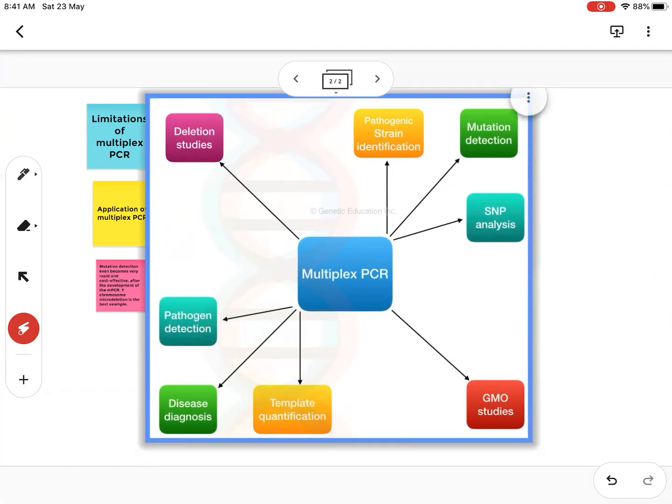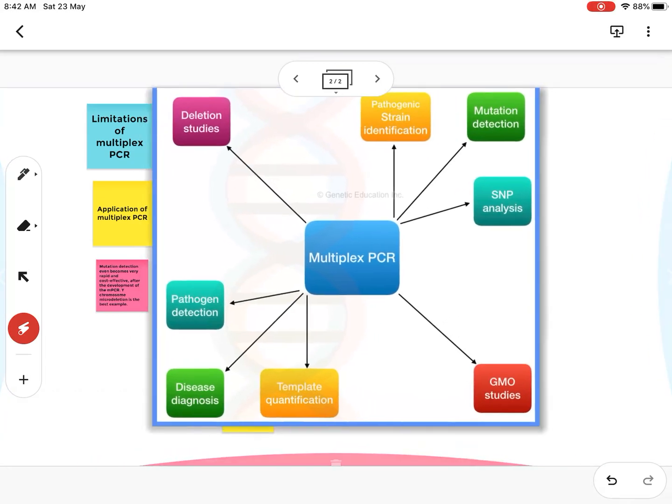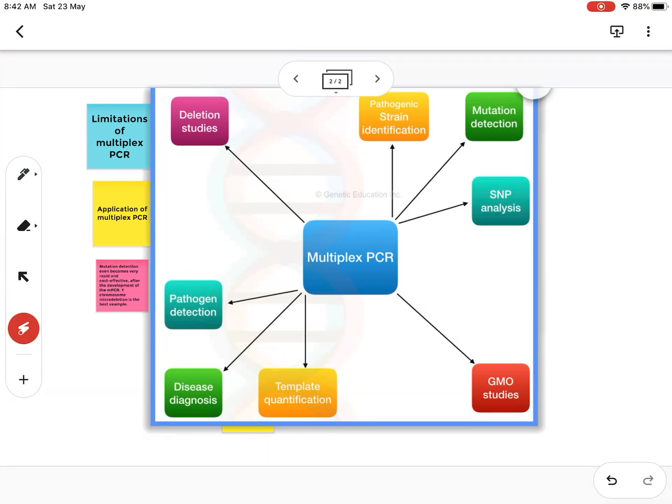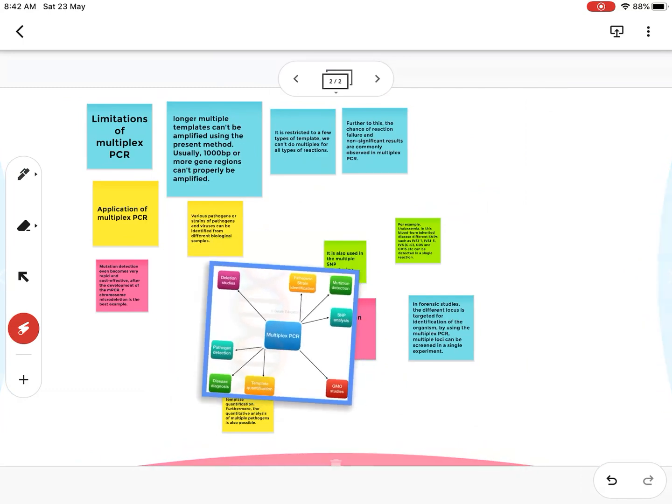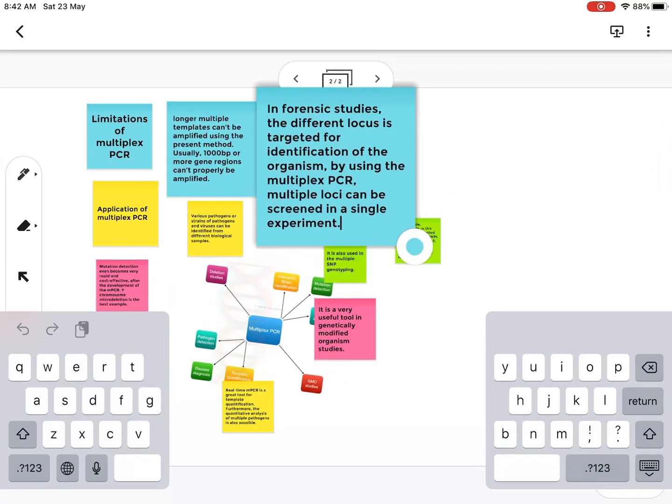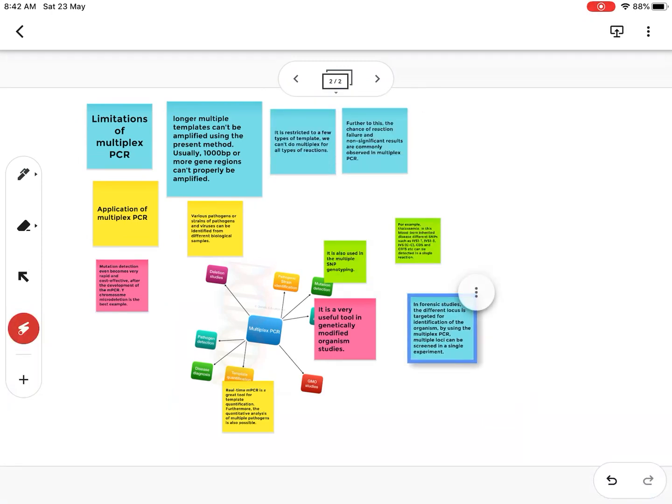Okay. And in case of applications, so there are several applications of the multiplex PCR. It is particularly applicable in the diagnostics, so pathogenic strains identification, disease diagnosis and pathogen detection. And besides that, it is useful in the mutation studies like mutation detection, deletion studies, SNP analysis, genetically modified organism studies and template quantification. And one more additional application of this PCR technique is in forensic studies.